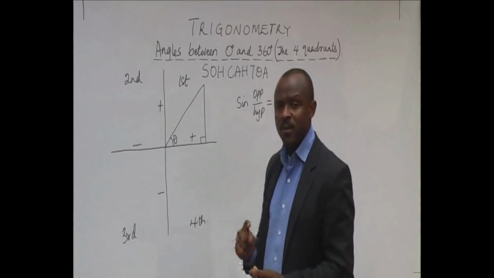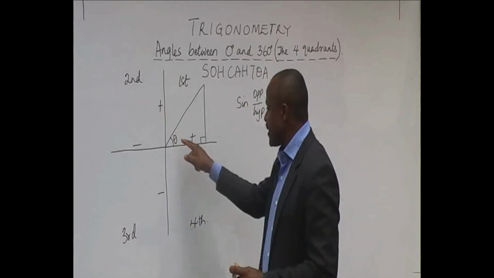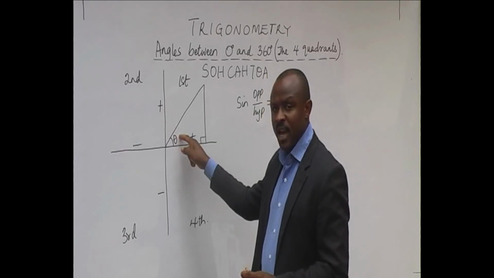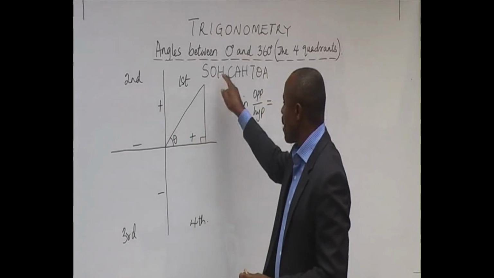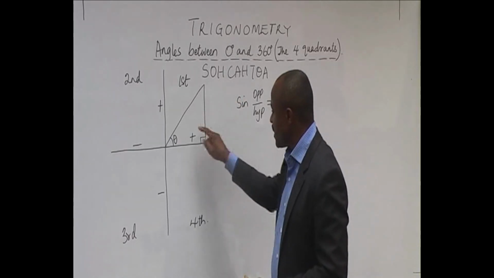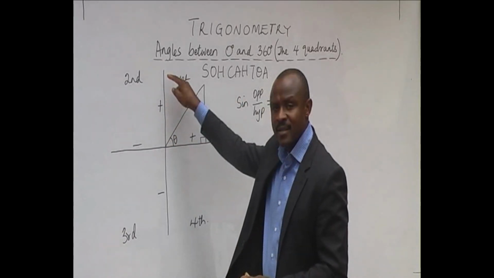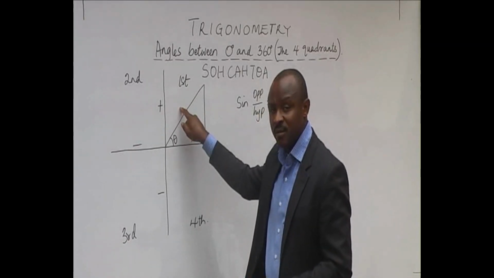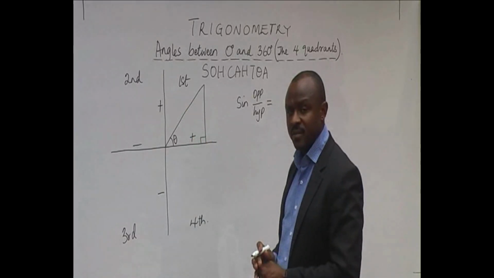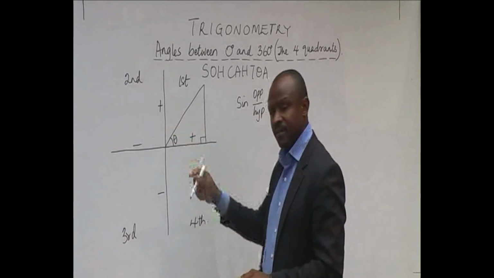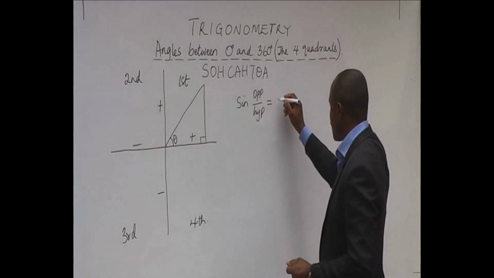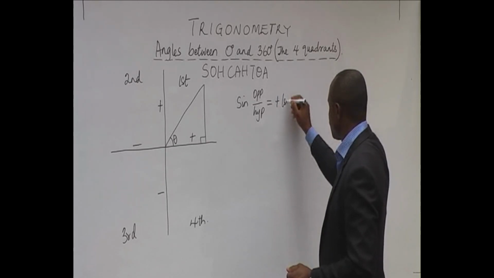But the hypotenuse, the side of the triangle opposite the right angle, is always a positive value. So in this case, the opposite of this our theta, if we are looking for opposite over hypotenuse, the opposite is representing this positive side of the y-axis. So opposite positive over hypotenuse, that is always positive, will give you positive. That means positive divided by positive will give you positive. So sine in the first quadrant is positive. First quadrant.